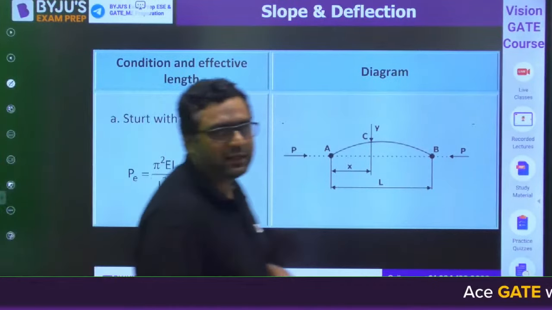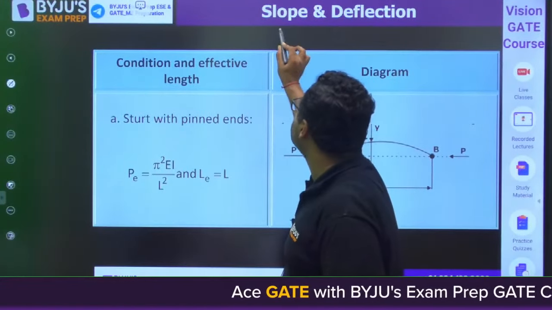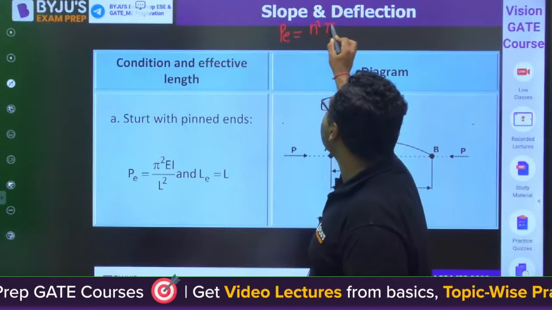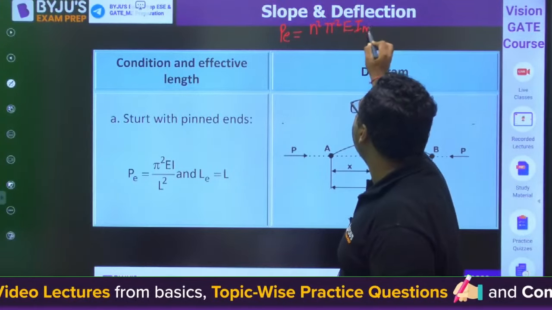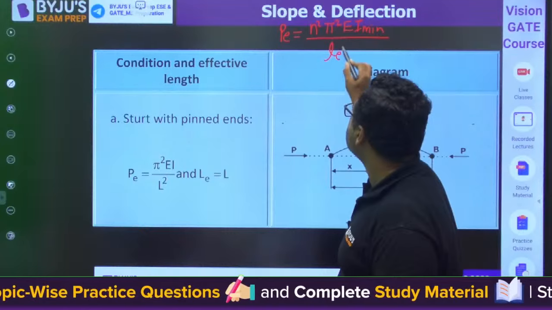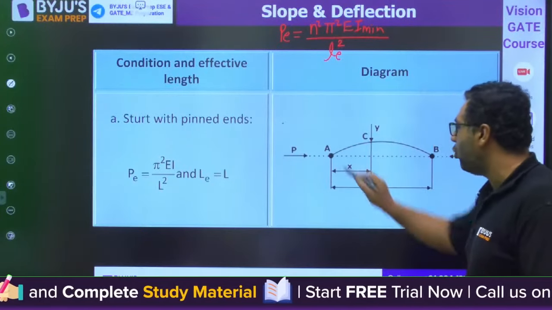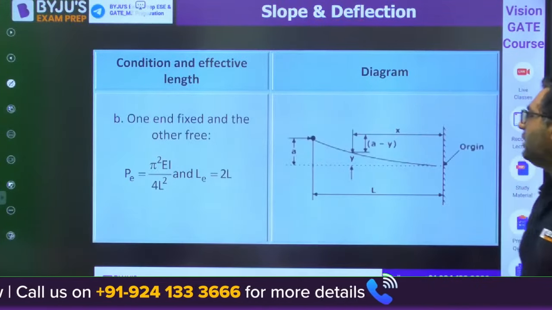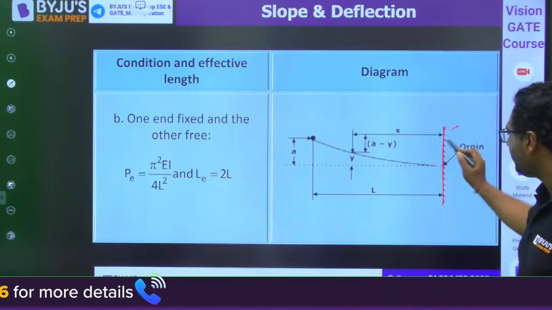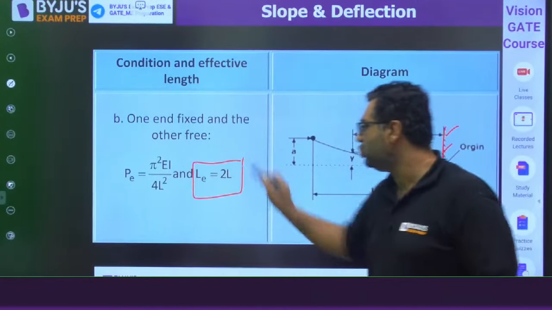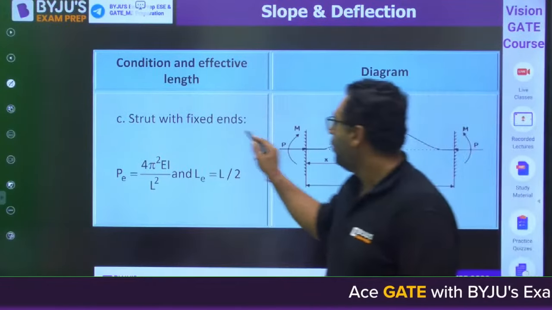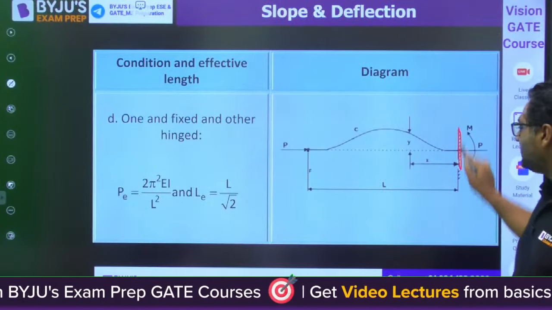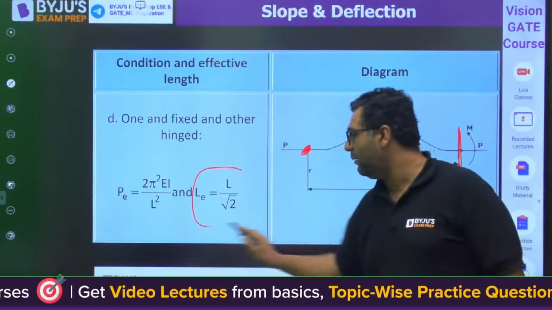For the column chapter, my dear, the simple formula is, whenever we are going to have the buckling load, it is n square pi square EI minimum upon LE square. Now if you have both ends hinged, then LE equals L. Whenever you have one end fixed, other end free, LE equals 2L. Whenever you have both ends fixed, LE is L by 2. Whenever you have one end fixed, other end hinged, LE is L by root 2.